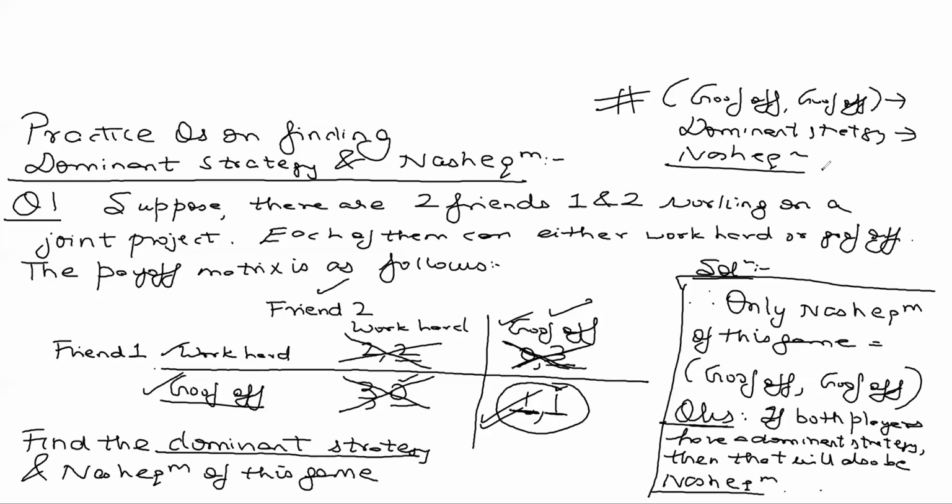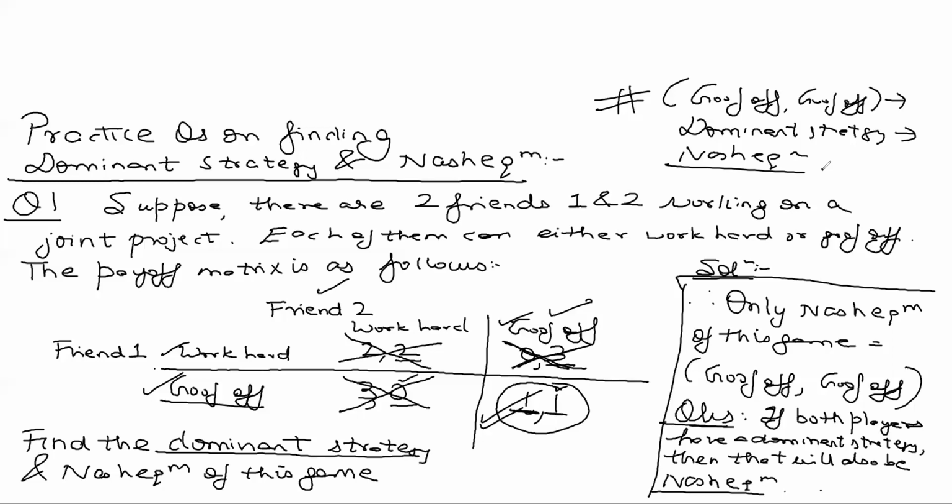So this is where I stop. What we have learned today is the concept of Nash equilibrium. Then we have also applied the concept of best response function to Nash equilibrium. And then we have done an example where we have found the dominant strategy and the Nash equilibrium of the game.